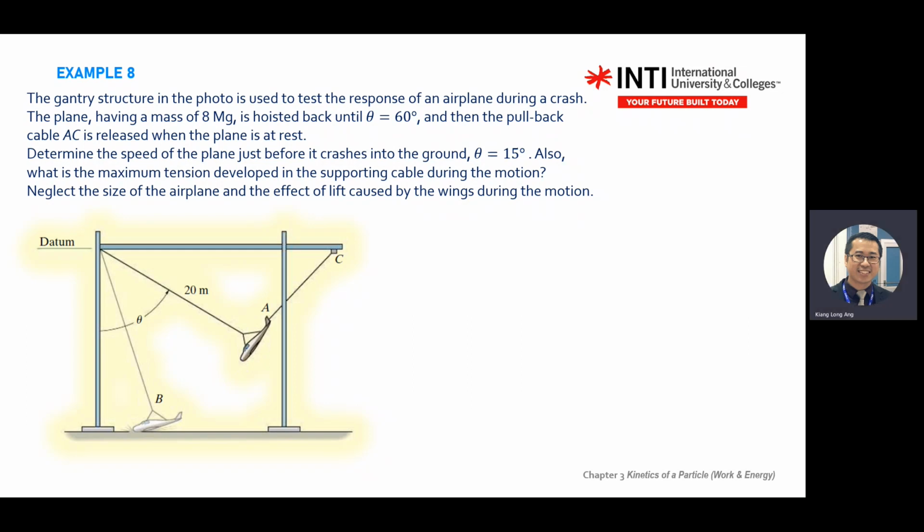You look at this question. What motion do you have? Rectilinear or curvilinear? Why curvilinear? Yeah, because you have a constant R there. And you cut cable AC, this one moves in a curvature motion.